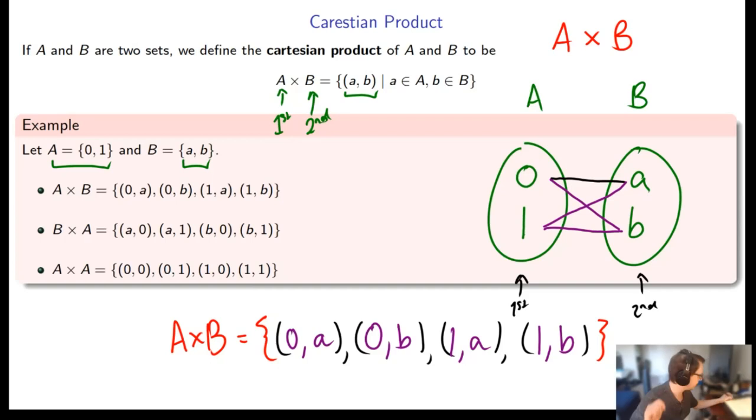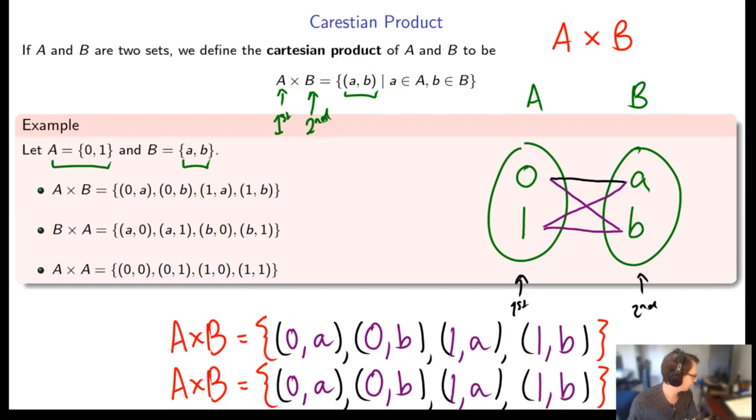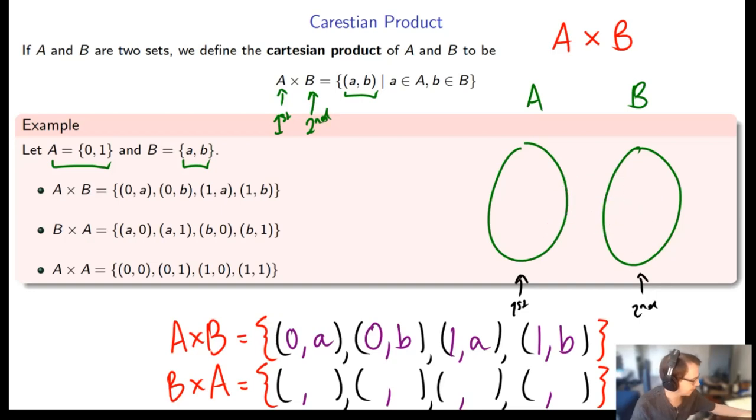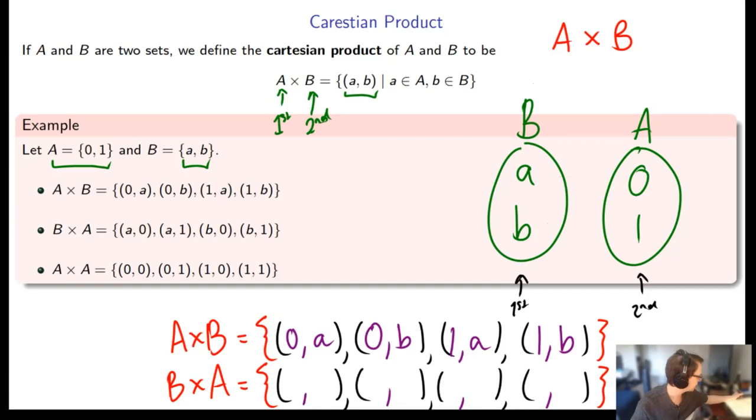So if I change this, I've now changed it, and what I'm going to do is take B cross A. If I do B cross A, I'm essentially flipping the sets. So in my little diagram up here, I switch B and A around. B has a and b, A has 0 and 1. I do the same thing, except the first element comes from B and the second one comes from A. So now I get the pair a and 0, then a and 1, b and 0, and b and 1. And now these are all the pairs of B cross A.